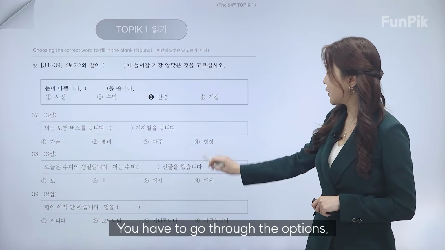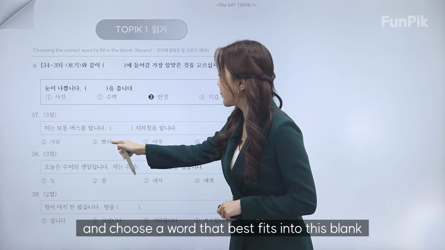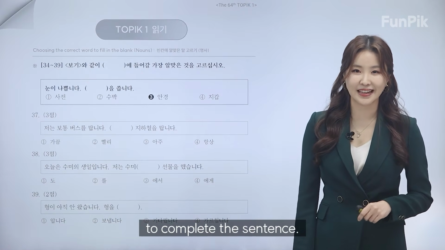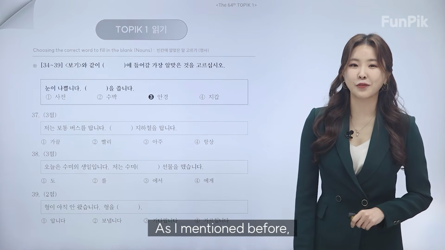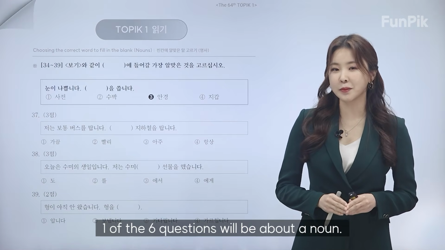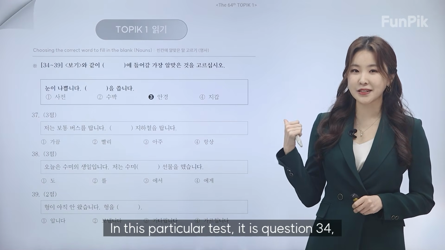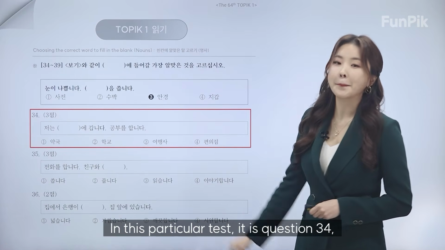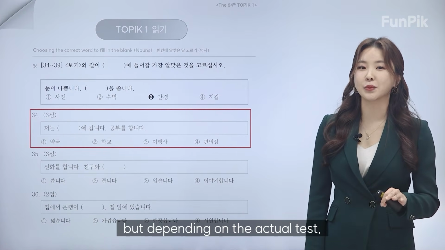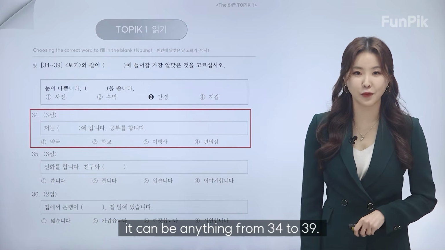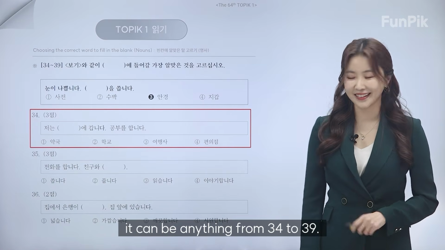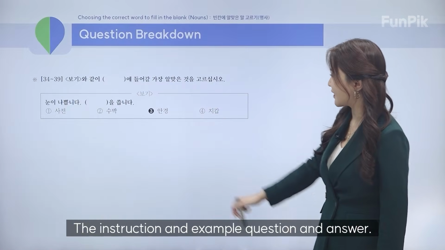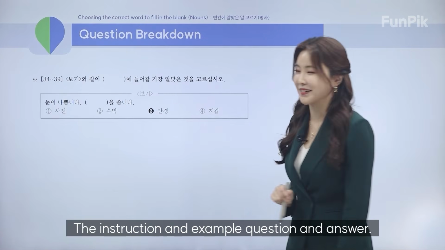And you have to go through the options and choose a word that best fits in to this blank to complete the sentence. And as I mentioned before, one of the 6 questions will be about a noun. And in this particular test, it is question, let's go back, 34. But depending on the actual test, it can be anything from 34 to 39. All right, let's zoom in on this part, the instruction and the example question and answer.